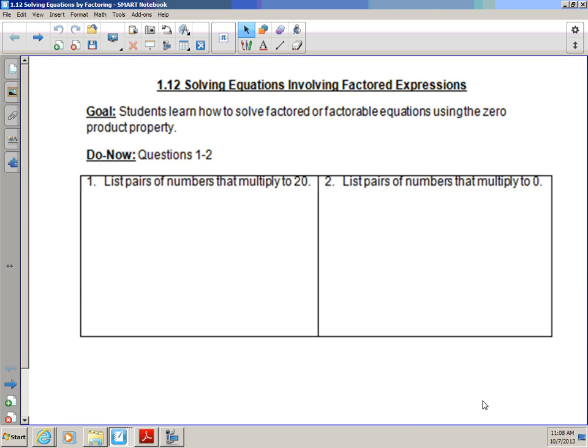The goal of today's lesson is to solve factored or factorable equations using what's called the zero product property. To demonstrate this property, we want to take a look at a couple of examples or situations. If I were to list the pairs of numbers that multiply to 20, and I'm specifically talking about integers, I have 1 and 20, 2 and 10, and 4 and 5, and I have their negative counterparts.